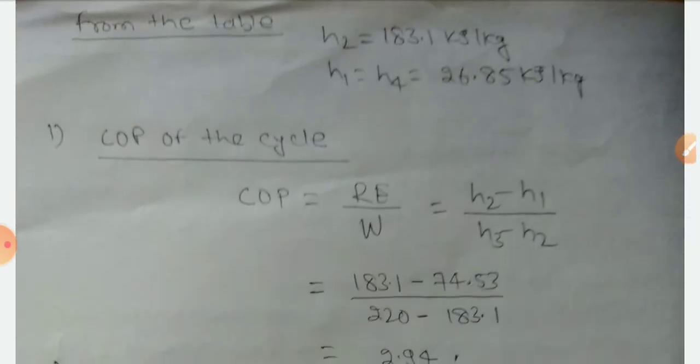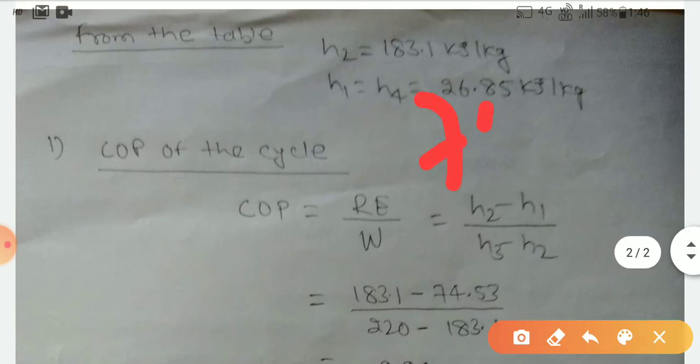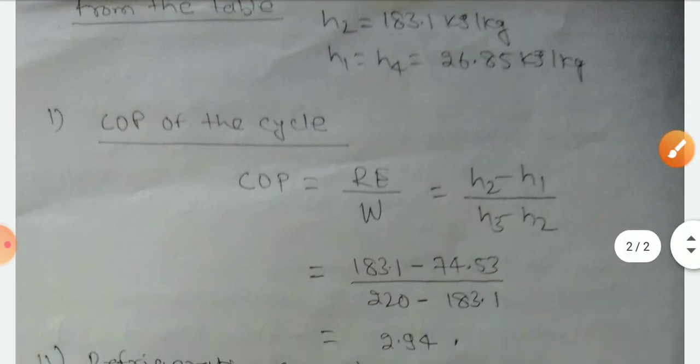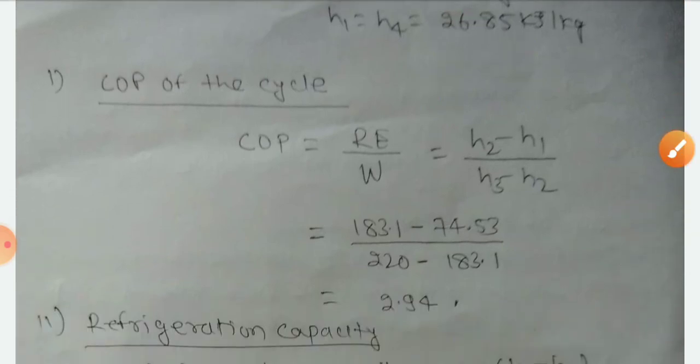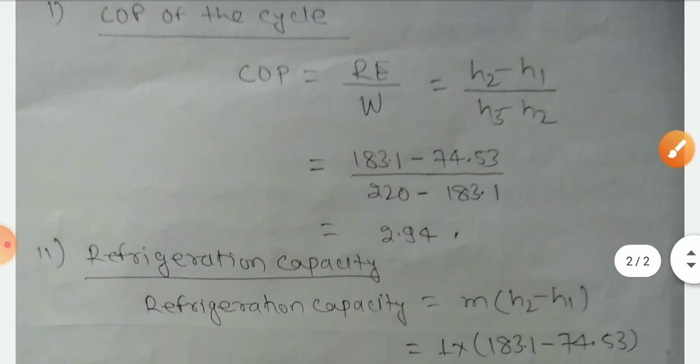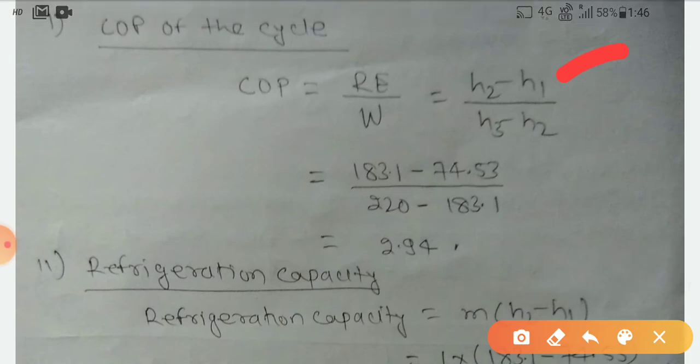So here this one is 74.53. So the COP of the cycle is refrigeration effect by work input. I have already explained this. So you can write H2 equal to 183.1 minus H1 equal to 74.53, and H3 is given, 220 minus 183.1. So the COP of the cycle is 2.94.